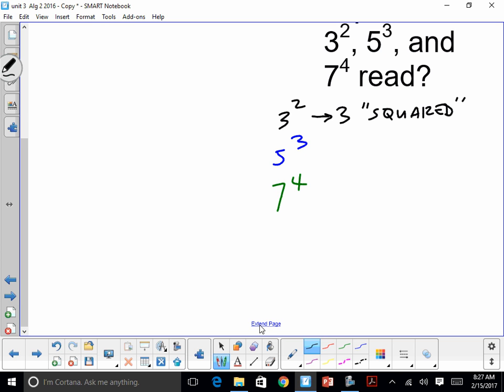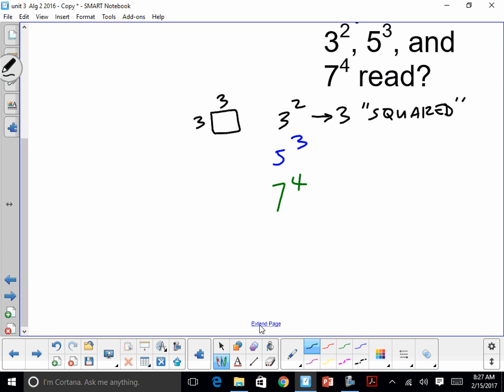The reason it's squared is when you find the area of a square, if the sides are 3, to get the area, you do 3 times 3, or 3 to the second power. That's why they say 3 squared. Something different. How do we say the one with the 5?